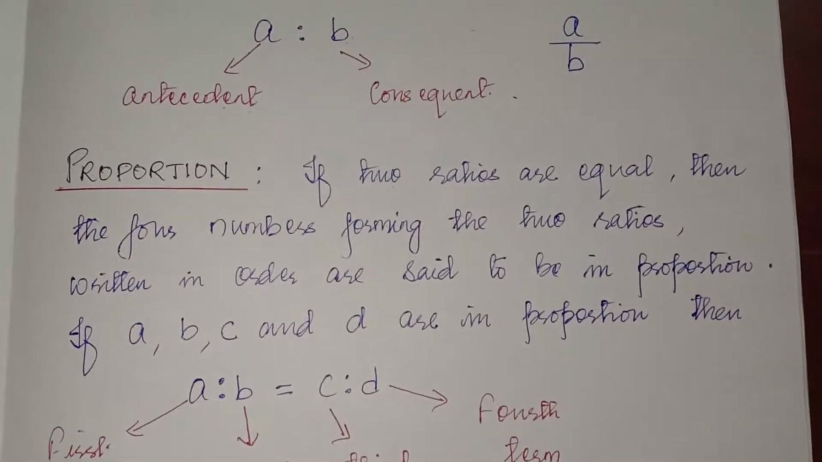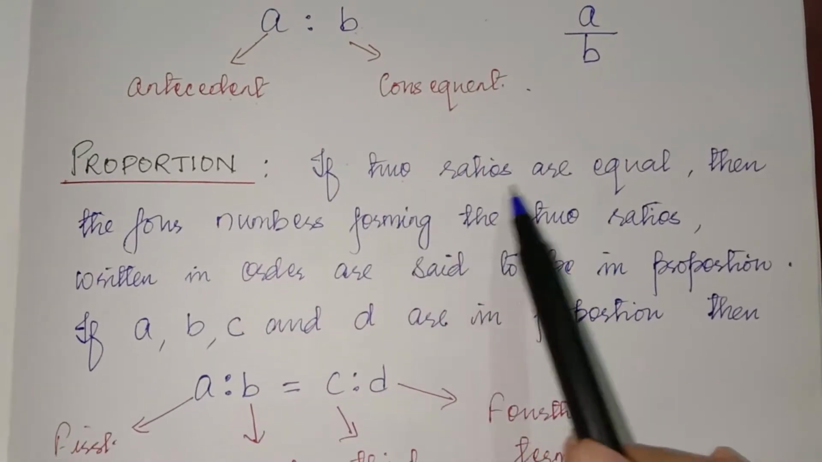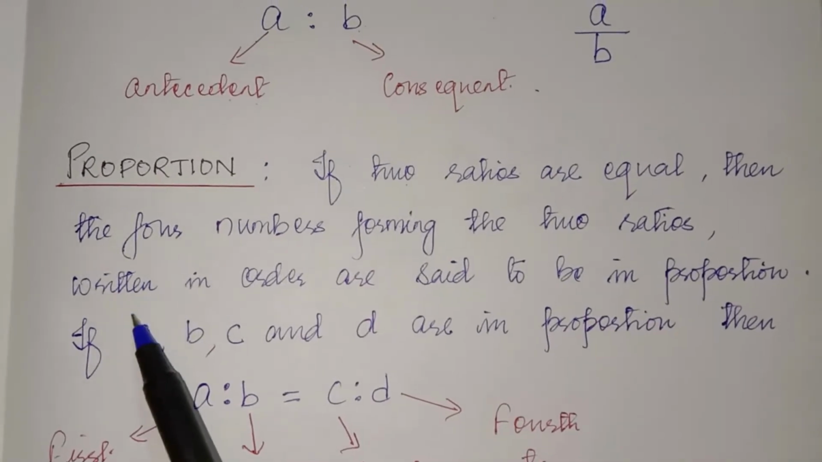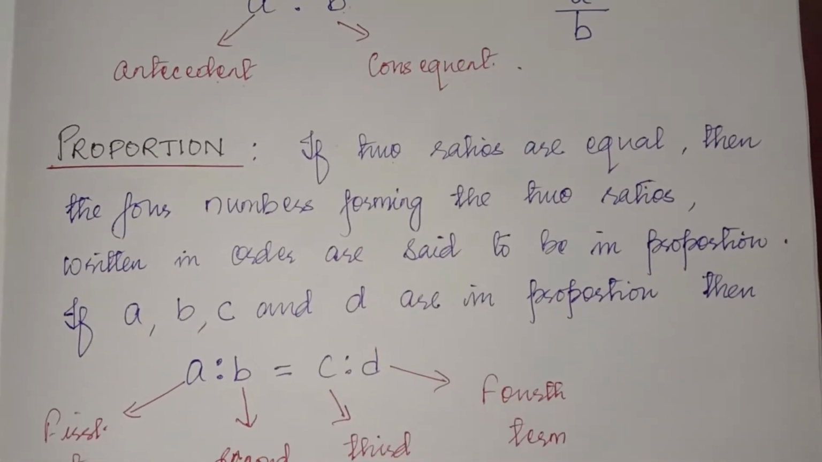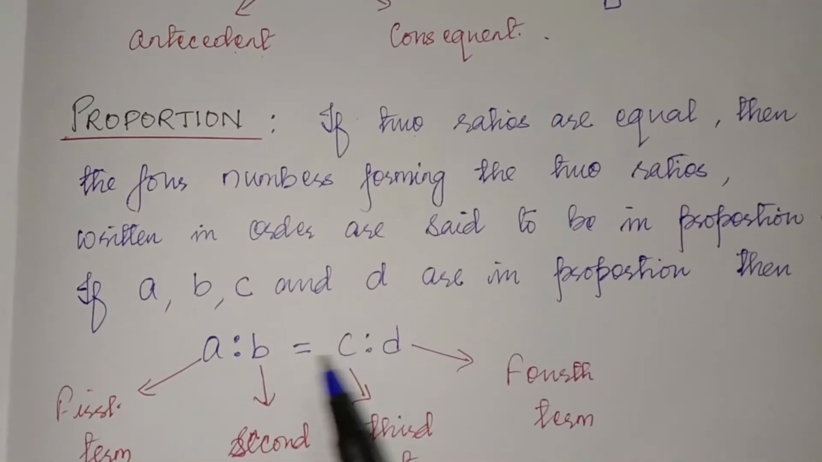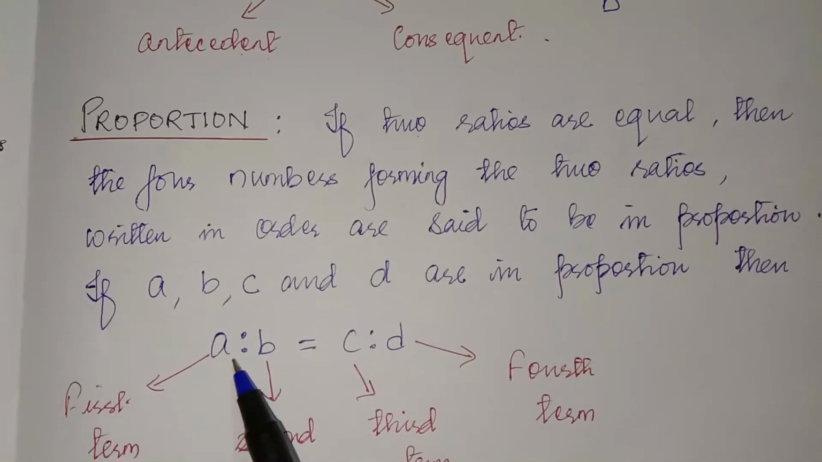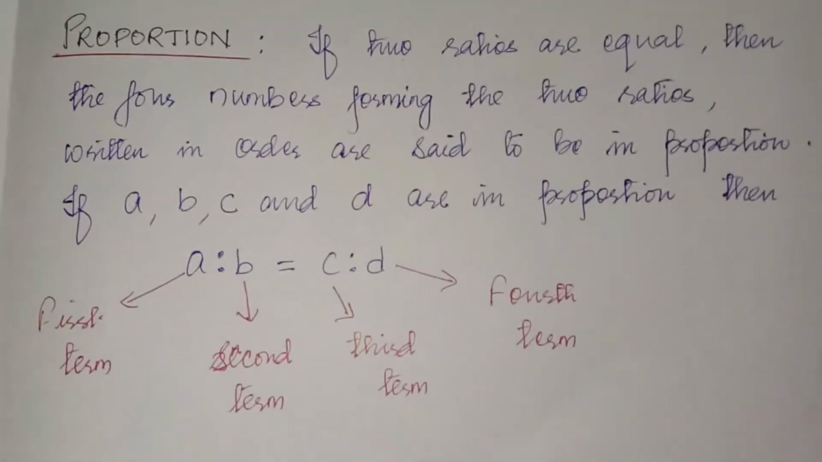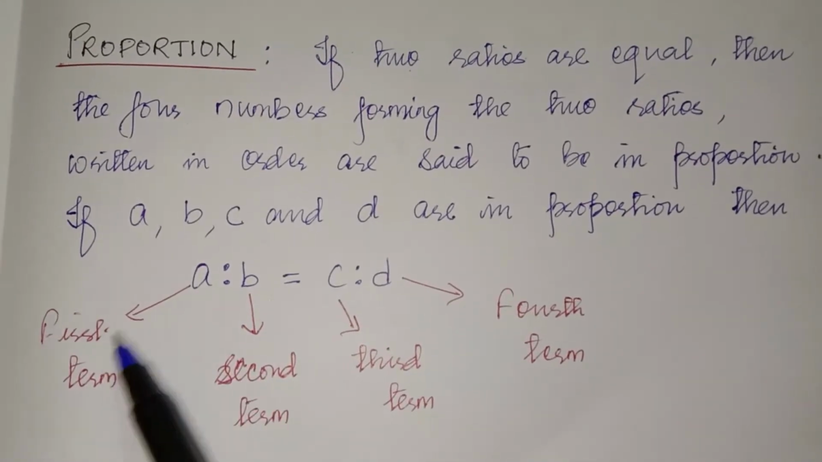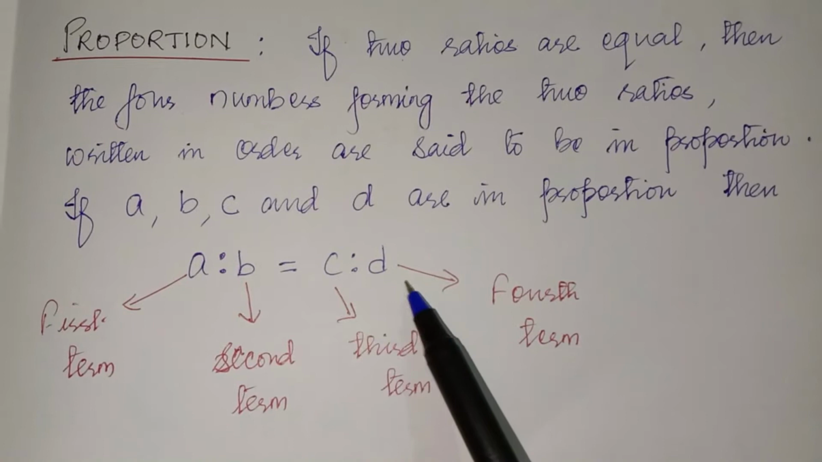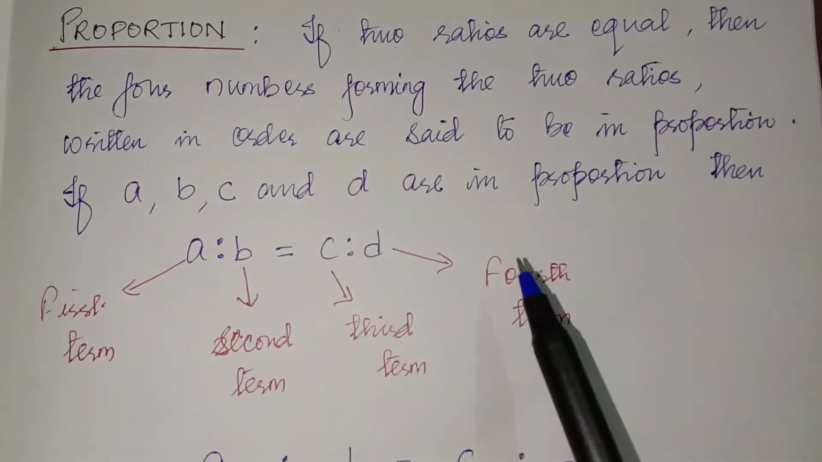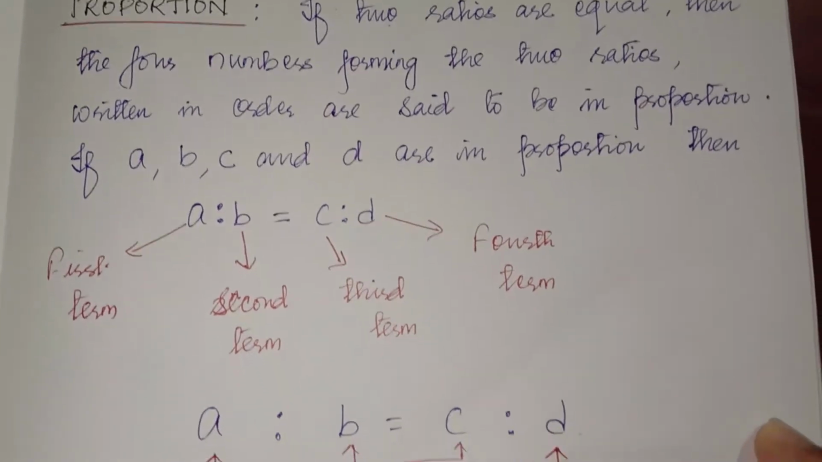Now another one is proportion. What is proportion? If you take two equal ratios, then the four numbers forming the two ratios, written in order, are said to be in proportion. If you take two ratios, A is to B and C is to D, and the two ratios are equal, then these four numbers A, B, C and D are said to be in proportion. These are called the first term, second term, third term and fourth term, or first proportion, second proportion, third proportion and fourth proportion.